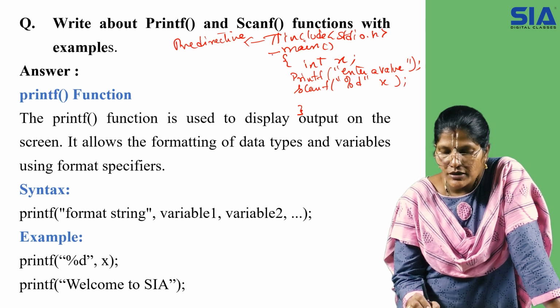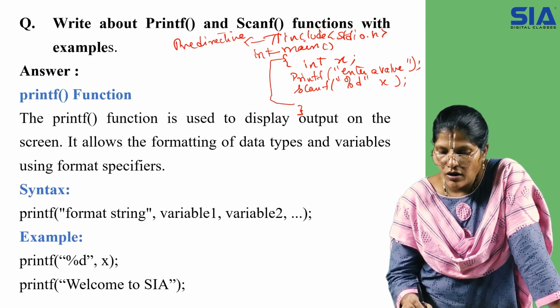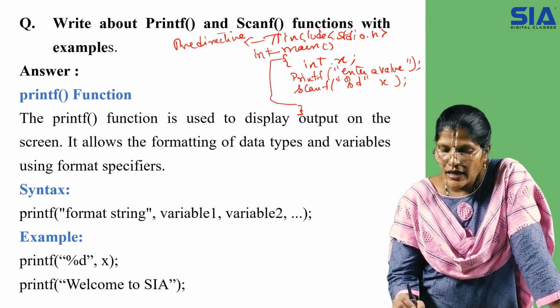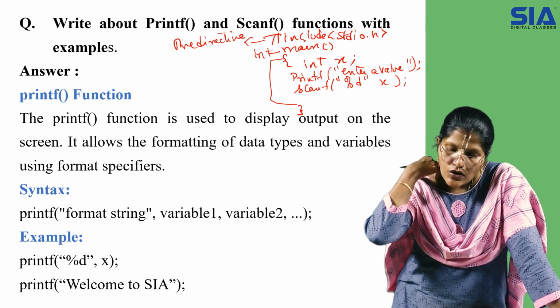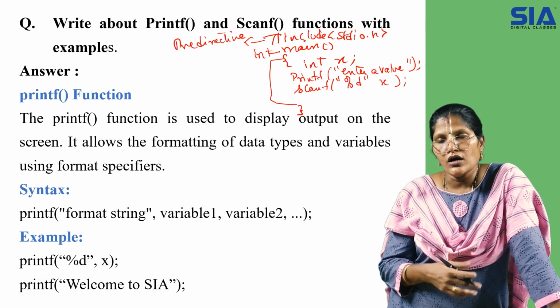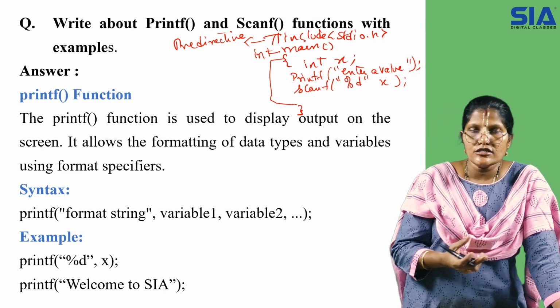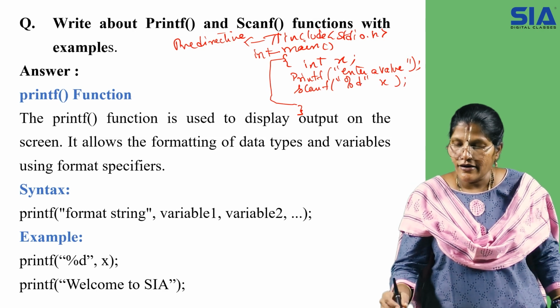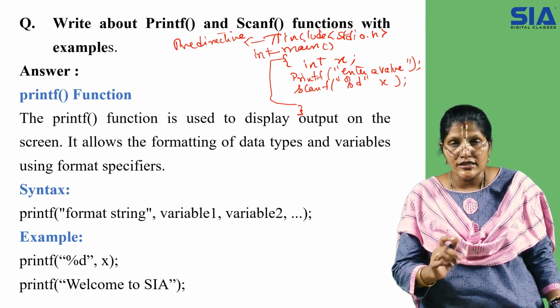Main is the starting function. If nothing is specified before main, by default it is of type integer. This is the scope of main. Here int x, x is the variable name, of type integer. I want to take a value from the keyboard. How? First I have to give a message to the output screen viewed by the user, that is, enter a value.